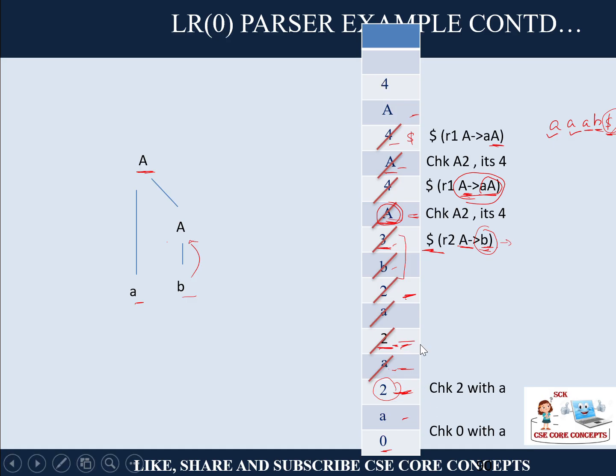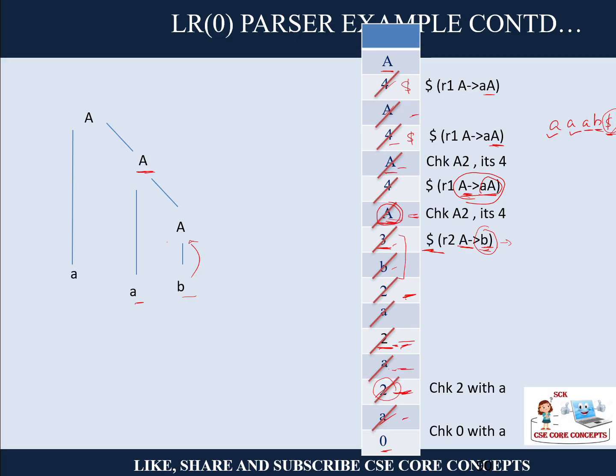You check the table. Now again you have 4 and it is dollar. Again you check 4 and dollar. Again it will say the same rule. 2 elements, 4 pop out. 1, 2 and 3, 4. 4 elements have been popped out. Right? Now what are you reducing it to? You are reducing it to A. You are reducing it to A.